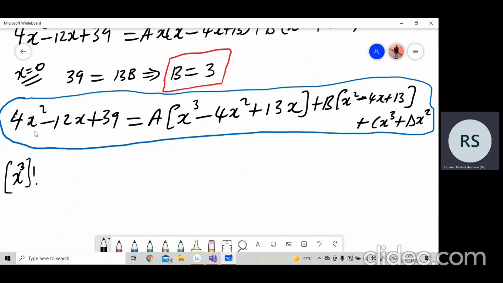The coefficient of x to the power of 3 on the left hand side is equal to the coefficient of x to the power of 3 on the right hand side. So you see it's 0 on the left hand side, we don't have x to the power of 3. And on the right hand side, it should be the coefficient of x to the power of 3 plus c, another coefficient of x to the power of 3. So always check if you can find the constant that you already found from above. We only have b, so continue and formulate another equation.